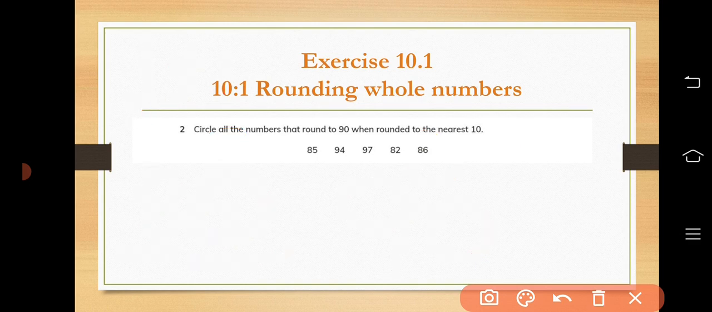So the correct answer is 85, 94 and 86. You have to circle all these values.